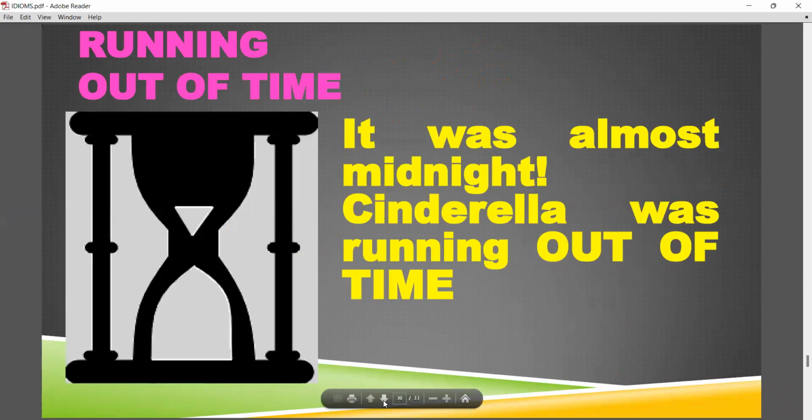Next up is running out of time. This is again simple. Running out of time is to not have much time to do or complete something. There's less amount of time. So running out of time is being short of time. I don't have sufficient time or more time to do or complete that thing. So it was almost midnight, Cinderella was running out of time. I'm sure you know that Cinderella story, and she has to be back before midnight. So that's the case.